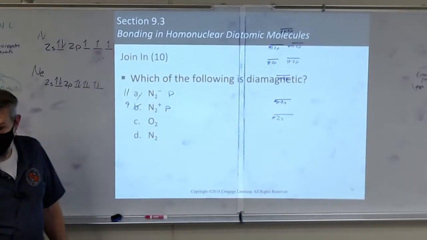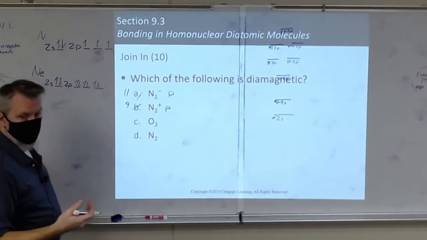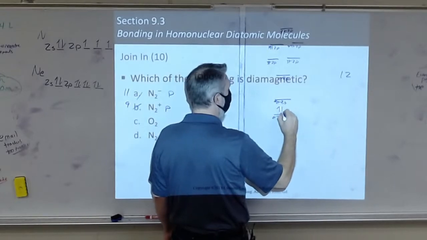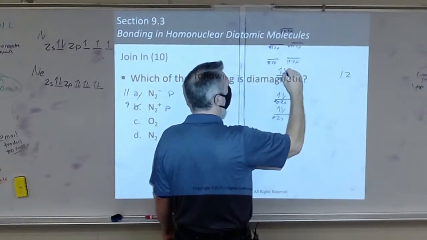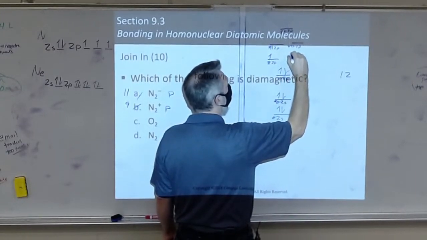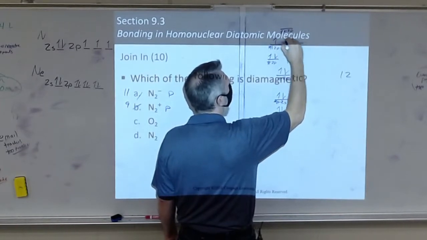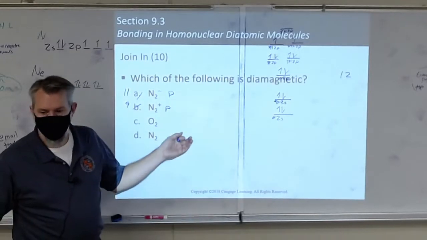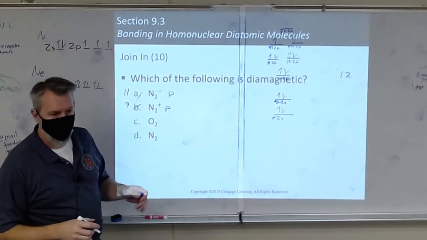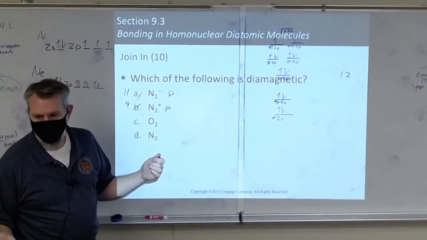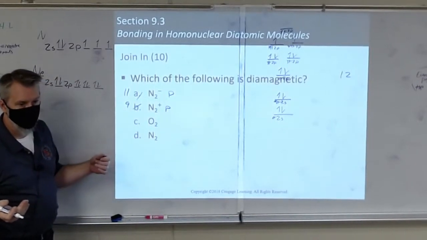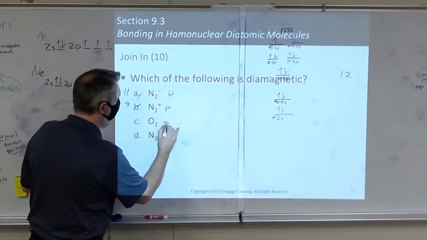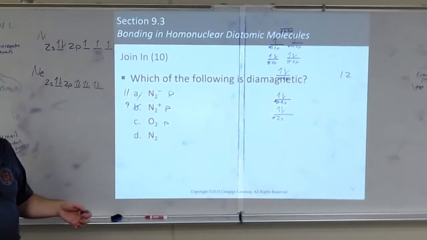Total oxygens together, how many? There's 12 electrons. So let's count them. I got 1, 2, 3, 4, 5, 6, 7, 8, 9, 10, 11, 12. And so we see, without thinking about bond order or the other stuff, I've got 2 that are unpaired. That's going to lead me to paramagnetic.